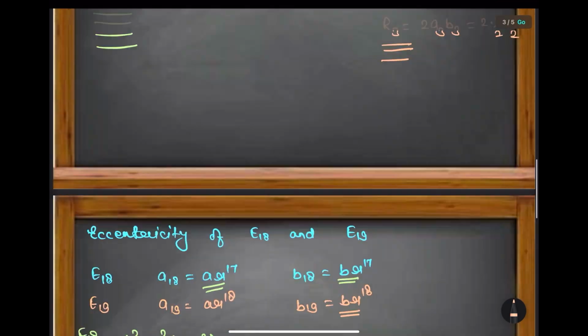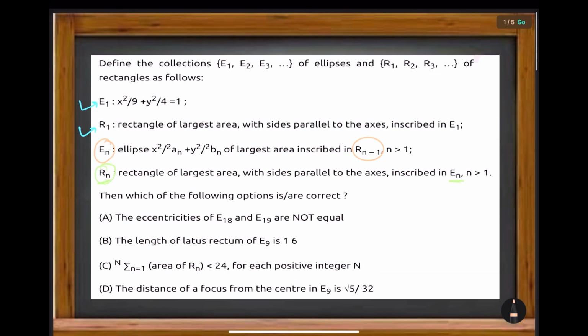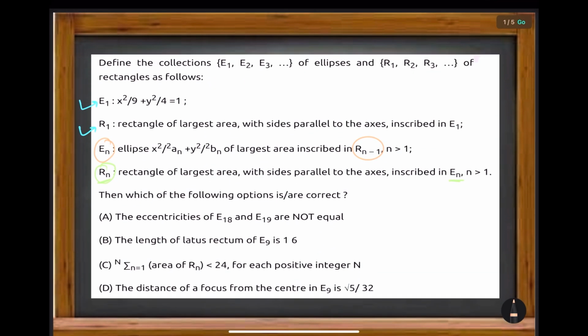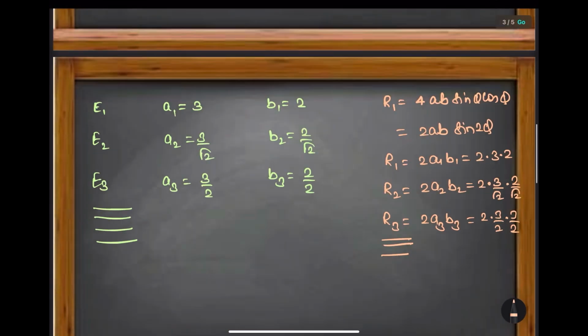So the option was what? The eccentricity of E18 and E19 are not equal. They are saying it is not equal, but you got things to be equal and we have to choose the correct option. So this is wrong. So option A is wrong. Now length of latus rectum. So we have to go with length of latus rectum.